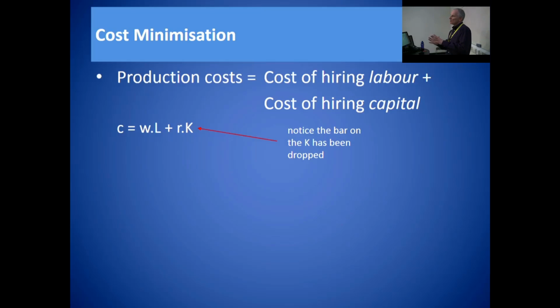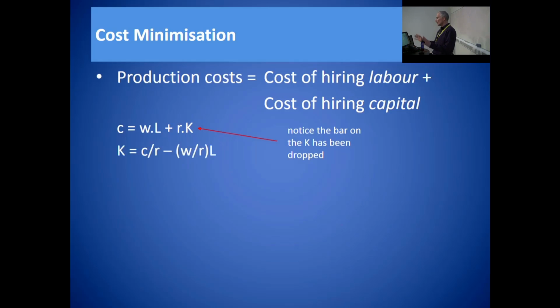Notice though, in comparison to what we saw previously, I've now dropped the bar on that K. We put the bar on the K previously to denote the fact that in the short run the capital stock was fixed. The firm could increase, it couldn't decrease the amount of capital it employed. Now we're on about the long run, that time period over which all factor inputs are variable. And so I've dropped that bar over the K.